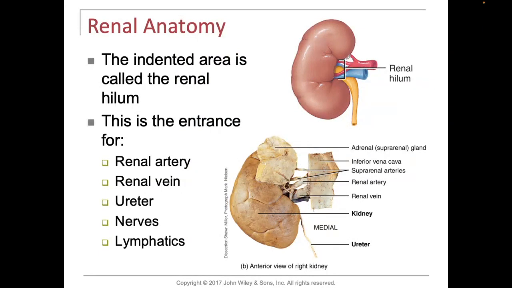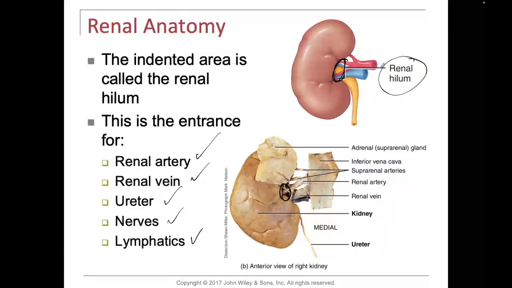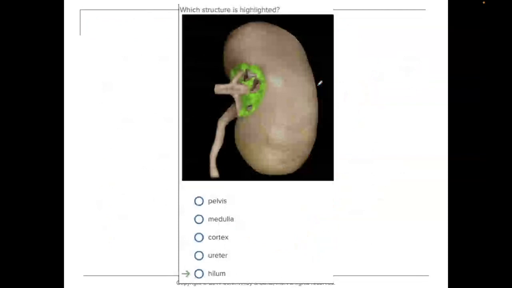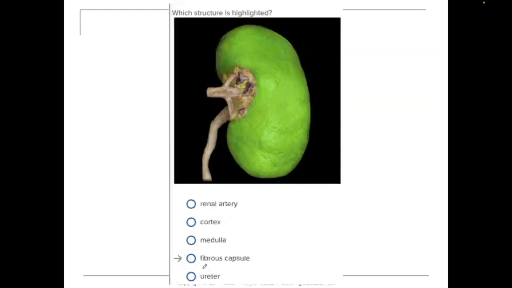There's this indented area right here, which is where the renal artery, the renal vein, the ureters, the nerves, and lymphatics enter into the kidney, and that's called the hilum, or the renal hilum. That is the entrance for all the vessels into the kidney. So here's the kidney. You can see this looks like the ureter. This looks like the renal artery. And this indented concave area is referred to as the renal hilum.